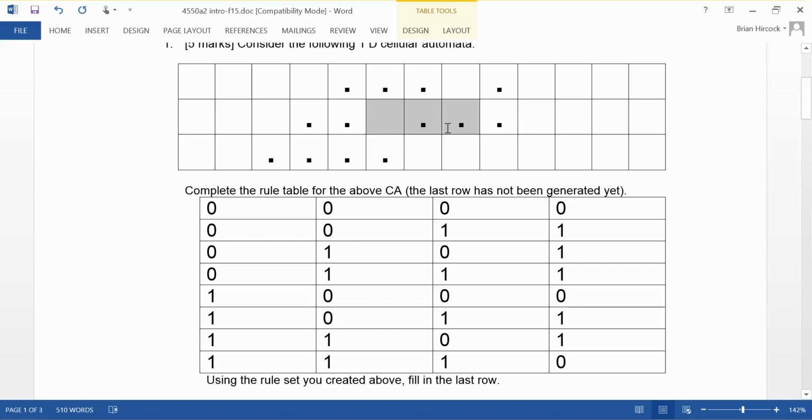We've got 0, 1, 1 gives us a 1. We've got 1, 1, 1 gives us a 0. We've got 1, 1, 0 gives us a 1. And we've got 1, 0, 0 gives us a 0. And then the rest are all zeros. So this would be the next generation.